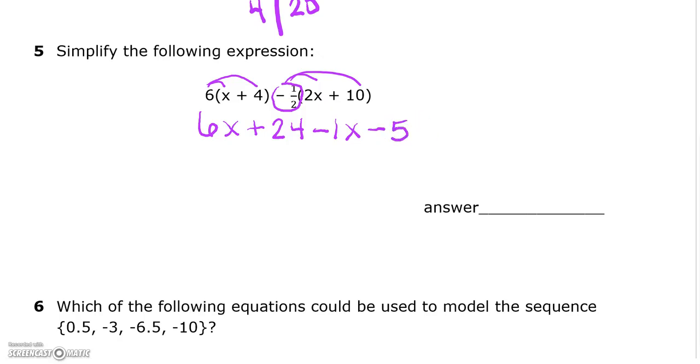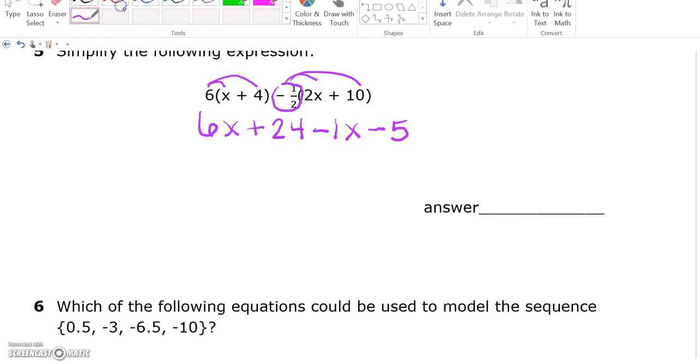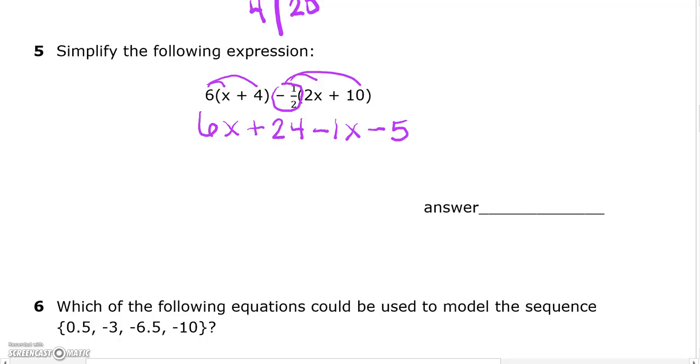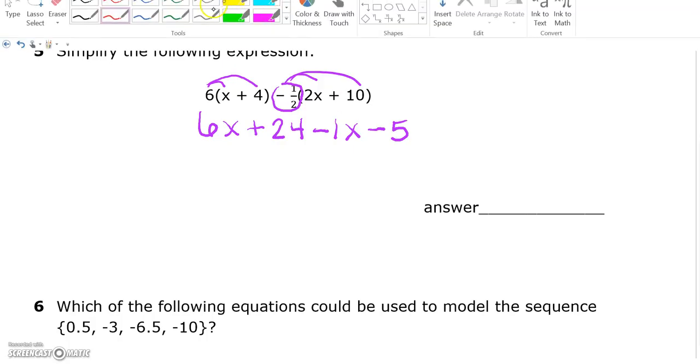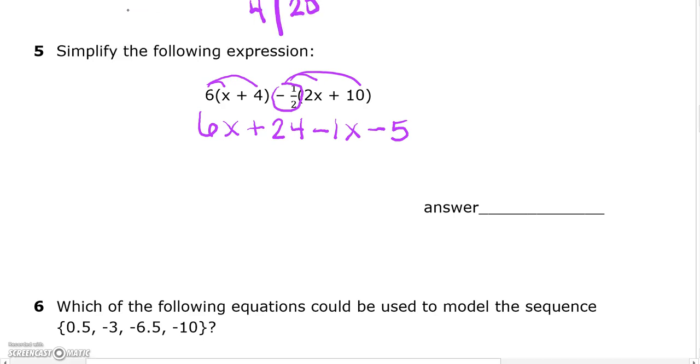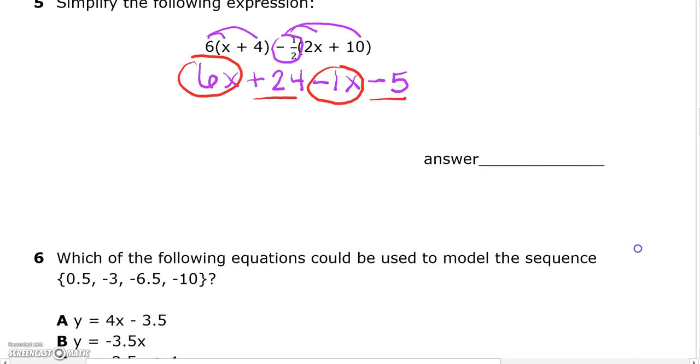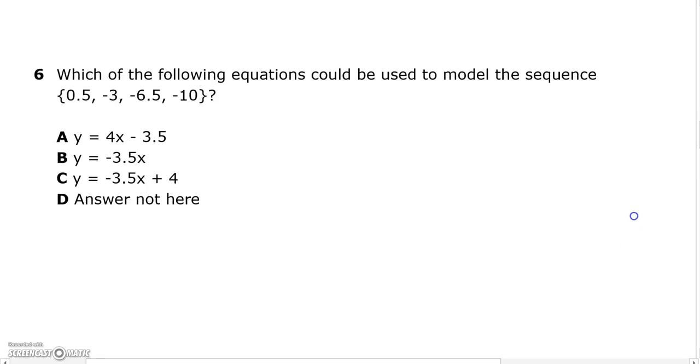So then your next step would be to combine your like terms. So the x's can be combined and the regular numbers. Once you do that, that'll be your answer.